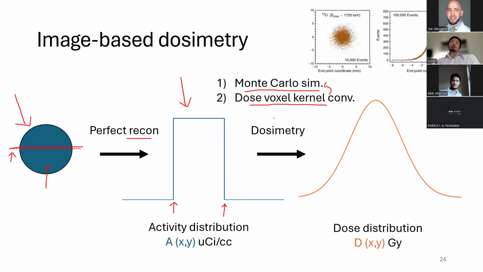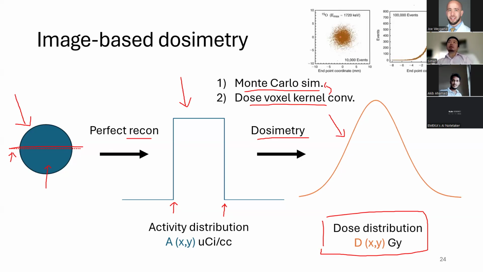So these two methods are pretty much equivalent, except the dose voxel kernel is faster and simpler. You convolve it with the dose voxel kernel and calculate the dose map. So you get the dose distribution, and notice that the sharp edges in the activity distribution, once you turn it into the dose distribution, are kind of blurred, right?